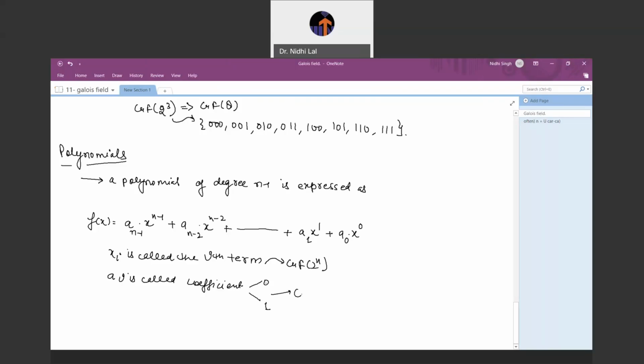So what will be the Galois field representation? Because only 1 bit is required to represent 0 and 1, so 2 to the power 1, or as you can say, GF(2). So for the polynomials, two Galois fields are associated. The first one is GF(2 to the power n) for the ith term and GF(2) for the coefficient. So there are two fields used in the polynomials.